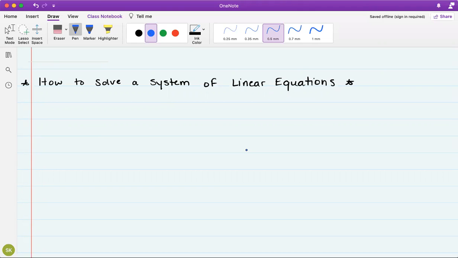Hello everyone. Today we're going to learn how to solve a system of linear equations. So first off, what is a system of equations?